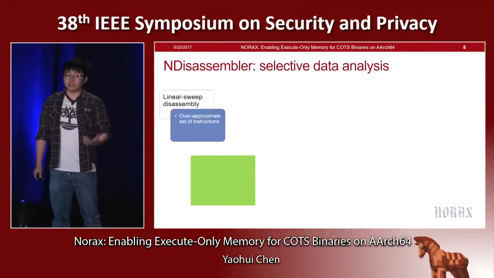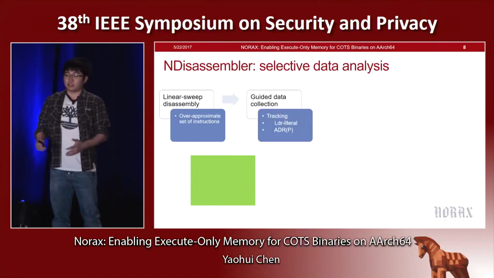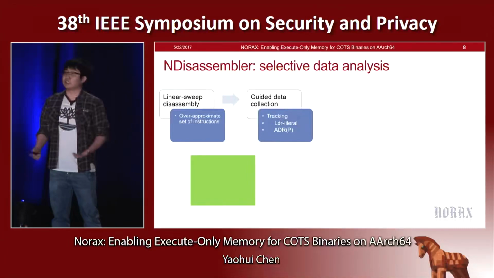First of all, it starts with a linear sweep, which will give us an over-approximate set of instructions represented by the green area. Then it does what we call guided data collection. Remember, we observed that only a limited set of instructions can be used to obtain PC-relative addresses. So we base our analysis on this limited set of instructions, namely LDR literal and ADR/ADRP, and we check the data load operations initiated by these instructions. This will give us a very precise set of data, represented by these 3 orange bars in the green area.